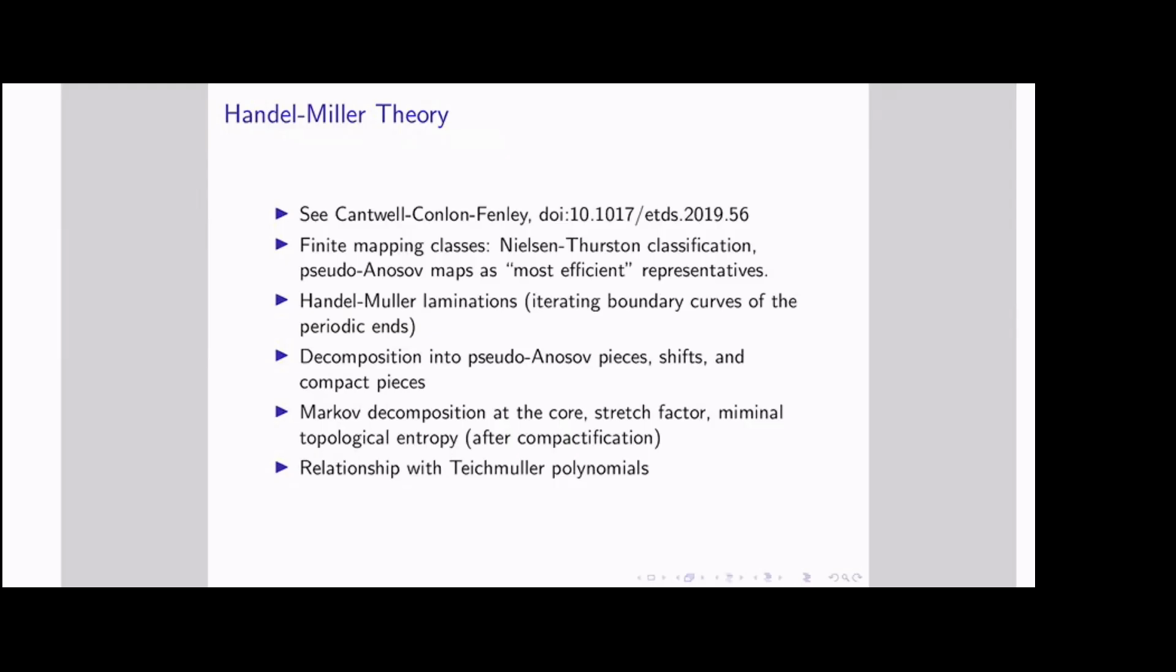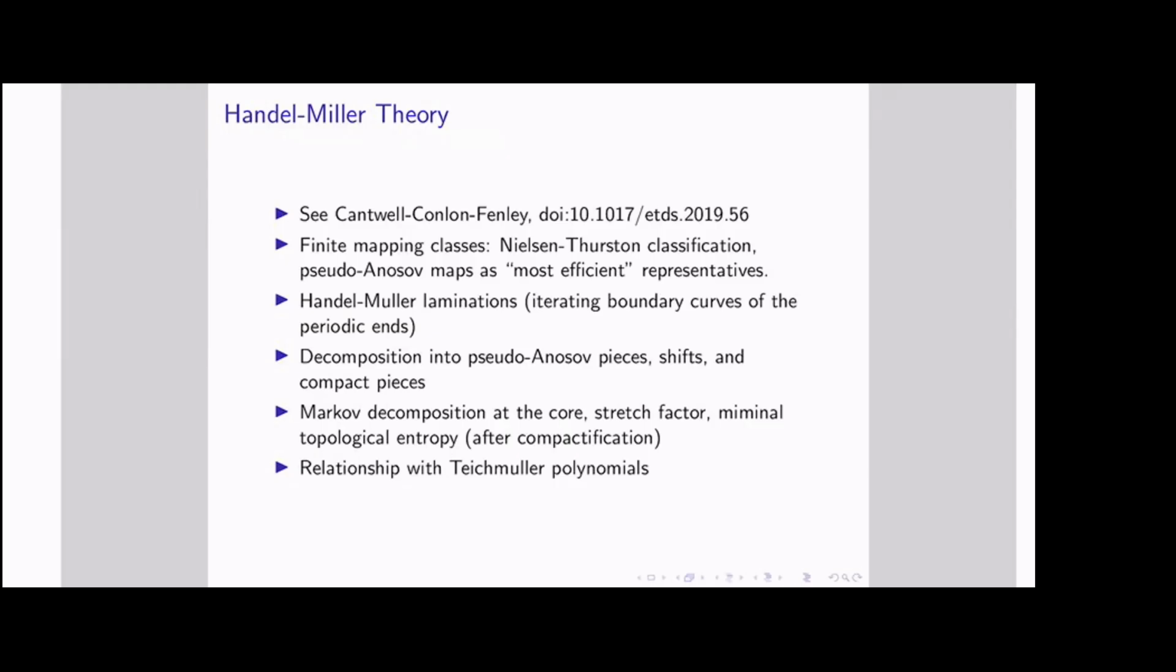And just like in the Nielsen-Thurston classification, another way of stating that result is that we can consider a family of curves which are disjoint and invariant, and the map on the complementary regions is either going to be periodic or pseudo-Anosov. So this is an equivalent way of writing down the classical Nielsen-Thurston classification for mapping classes over closed surfaces.